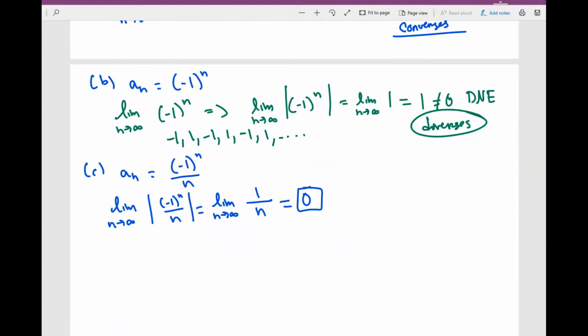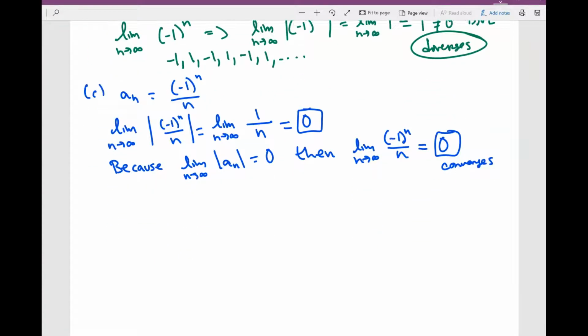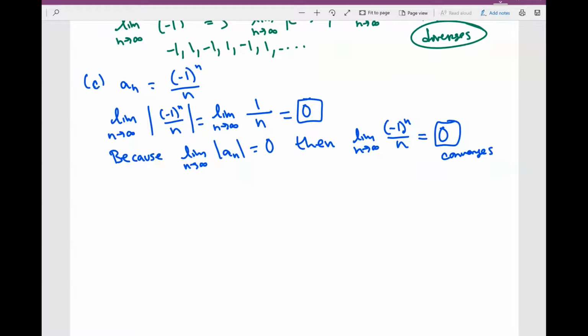So we say that because the limit as n goes to infinity of the absolute value of a sub n equals 0, then the limit as n goes to infinity of the regular function without the absolute value is also equal to 0. So which means it converges. Okay, so that's what we have for that one. All right, now let's try this problem.